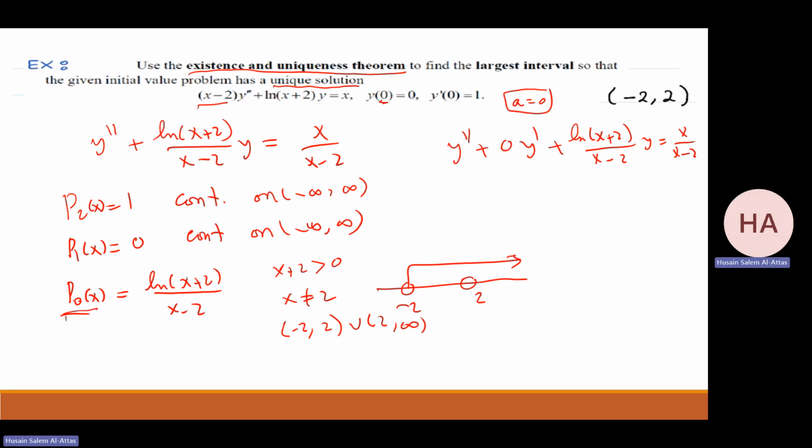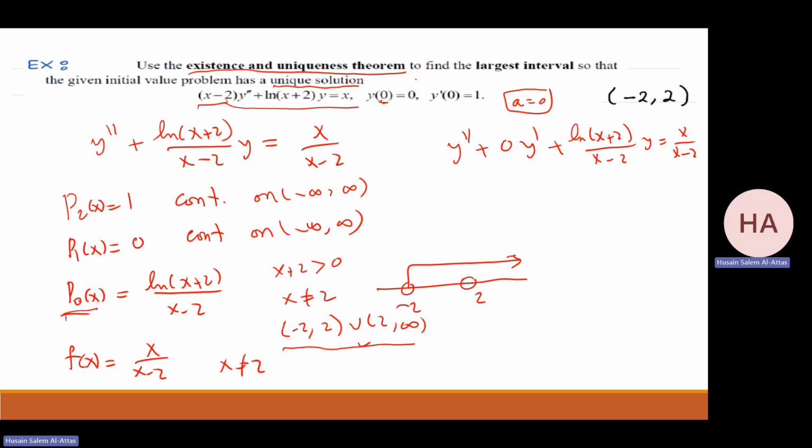That's when this function is continuous. The last one, f of x over x minus 2, which means x not equal to 2, which is okay in this one, x not equal to 2. Now, does that mean this is the interval where I have a unique solution for this problem? No.